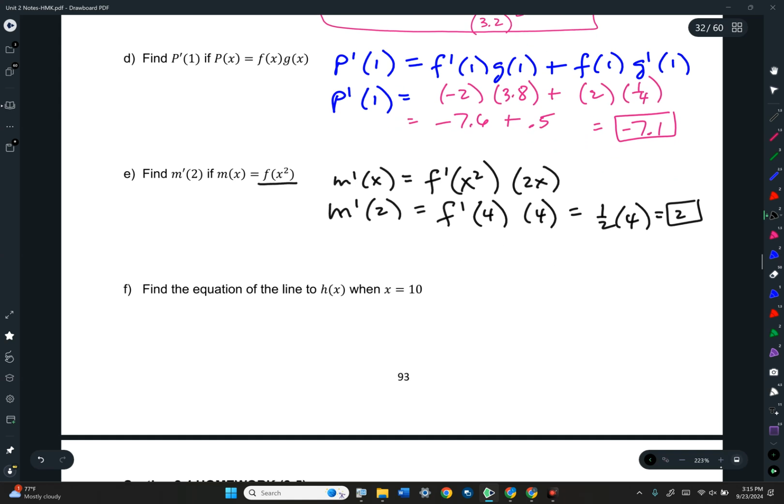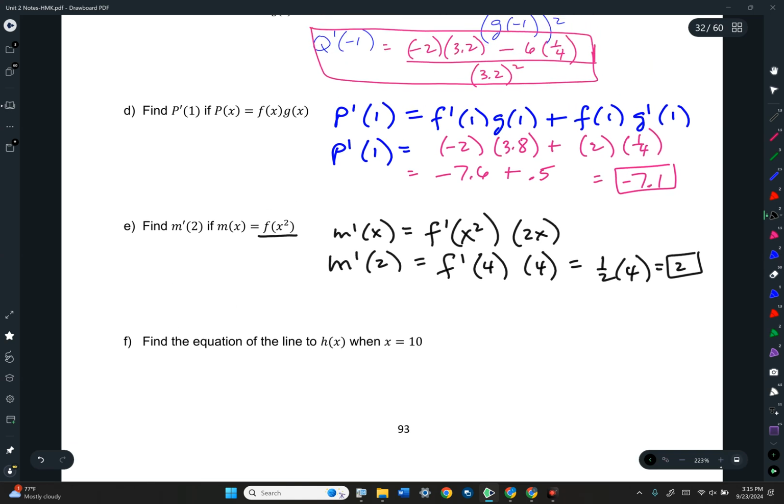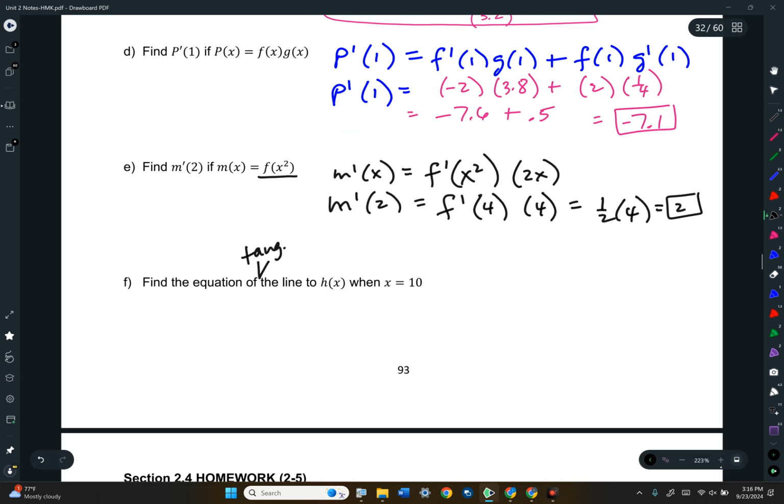Okay? And one last critical thinking. Find the equation of the line to h of x when x equals 10. You know what? This should say equation of the tangent line. Sorry about that. Equation of the tangent line. All right, so that means not only do I need the ordered pair, 10 comma something, but I also need to know what is the derivative of h at 10.